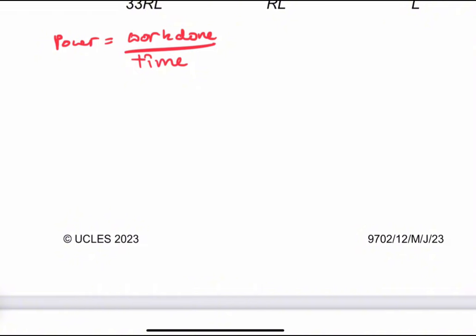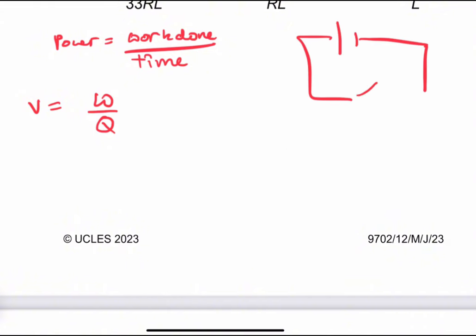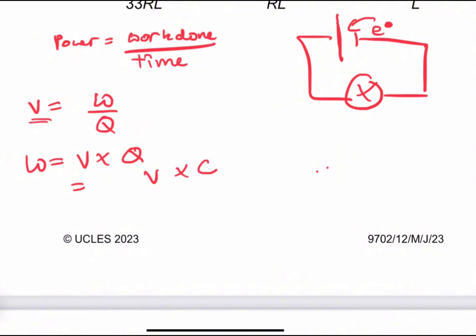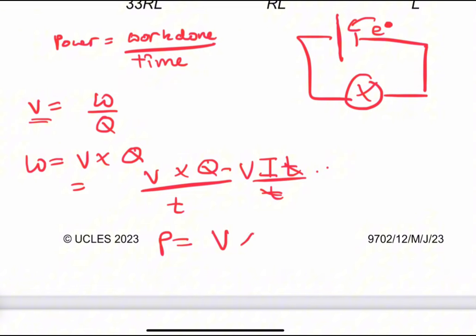But what work do we do whenever we talk of electricity? We know that voltage is actually the work done per unit charge. So if you have your cell here, remember that voltage or EMF is the work done. If I have an electron here, it's going to get energy from the battery and start moving. That work done per unit charge is voltage. So the work done is voltage multiplied by the charge, and power will be voltage times charge divided by time. But charge is current times time, so it's VIt over t, and the t cancels out. So power becomes voltage times current.